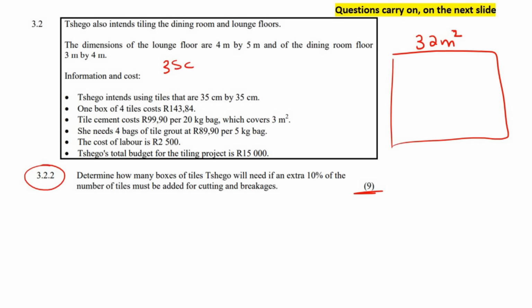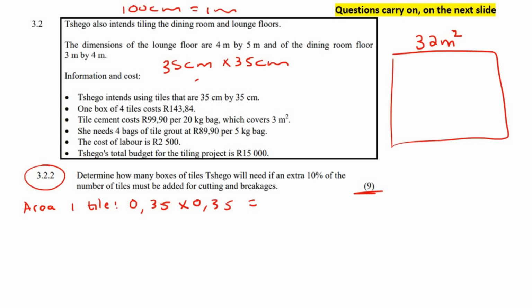So if you have 35 centimeters by 35 centimeters, and you change this one to meters, remember to divide by 100, because in 100 centimeters there is 1 meter. So that's going to become 0.35. Let's write this nicely here. The area of one tile is going to be 0.35 multiplied by 0.35. If you work that out, and don't round off, that's 0.1225, and that would be meters squared. So that is the area of one tile.